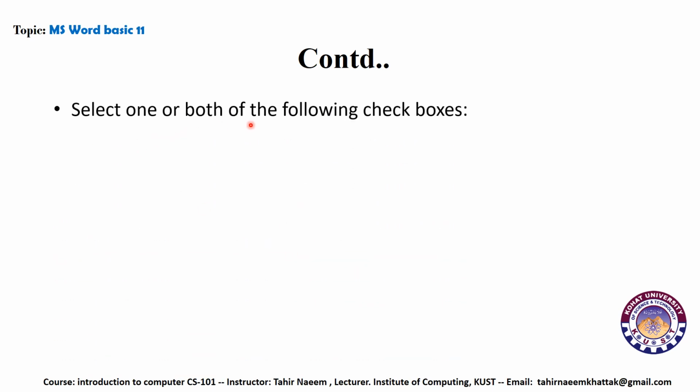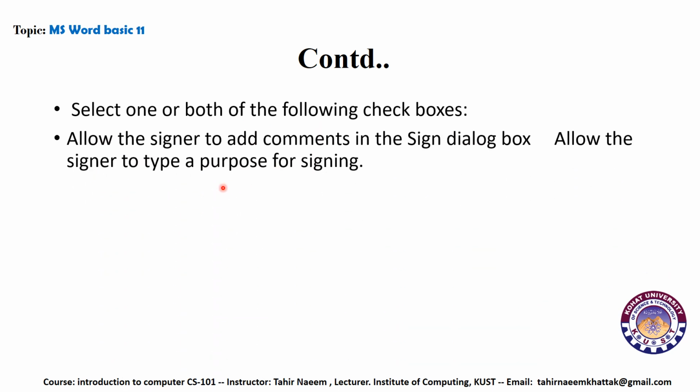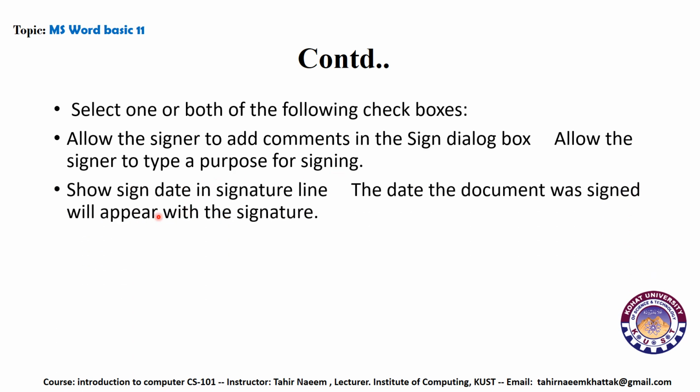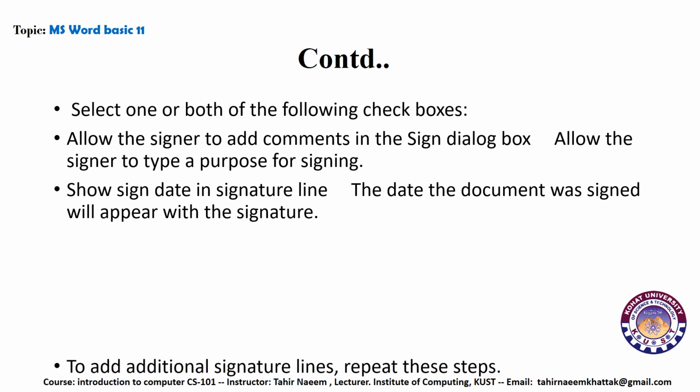Select one or both of the following checkboxes. As we have previously discussed, there are two options which we may check. Allow the signer to add comments in the sign dialog box: here you are enabling the comments box so that when he signs it, he can also give an explanation or purpose of the signing. Show sign date in the signature line: the date the document was signed will appear in the signature.